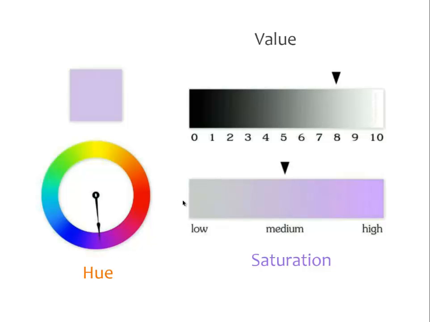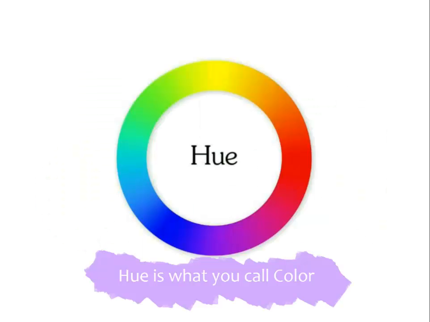So we're going to have to take a look at the elements of color here. So what is hue? Well, hue is actually what you call color. When you say red or blue or green or yellow, you're actually referring to hue. So what you call color is actually hue.